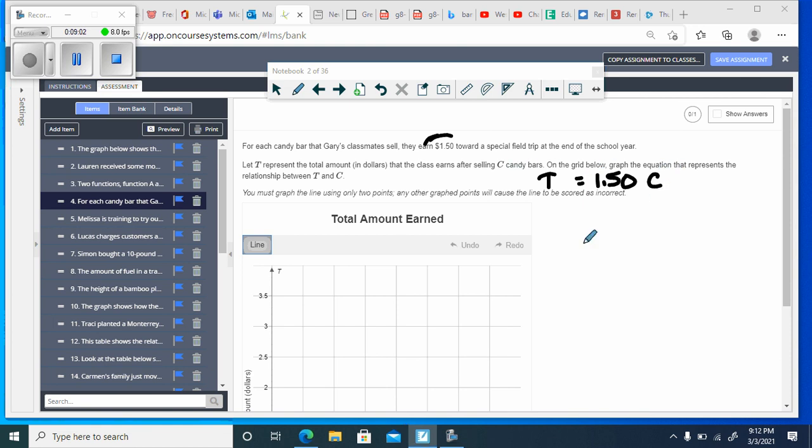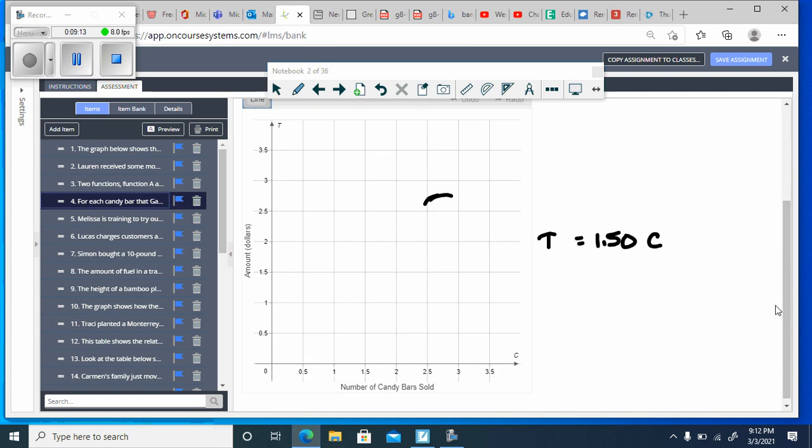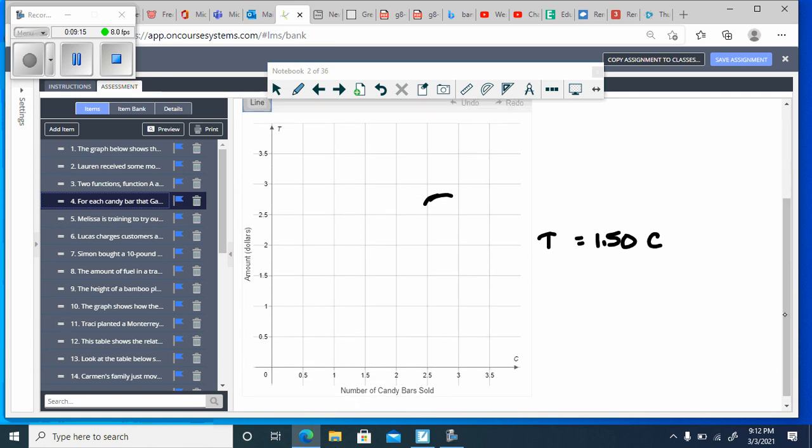That would be C. So if we're plotting this, we need to start at 0, right? Because T is equal to $1.50 per candy bar times the number of candy bars plus 0. At 0 candy bars, you got 0 money. So you start at 0. And for each candy bar, you go up $1.50. And there would be your 2 points, and you draw your line through it.